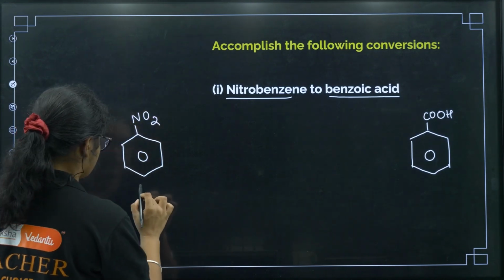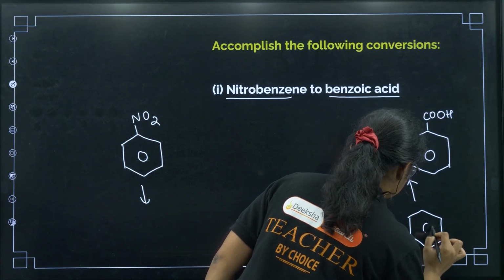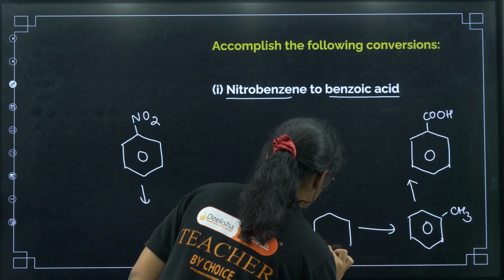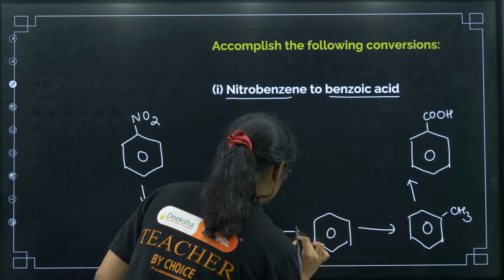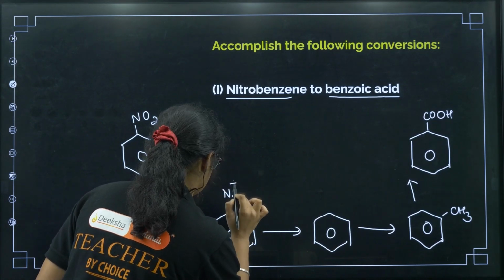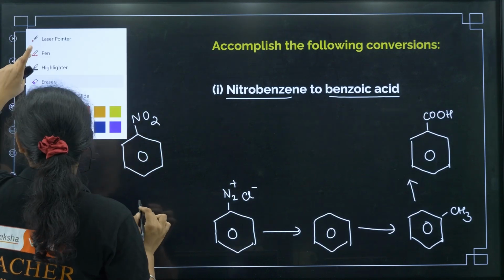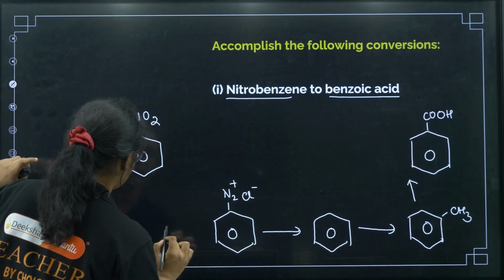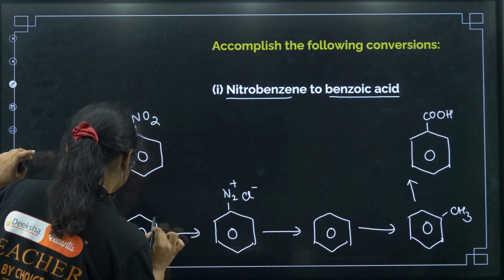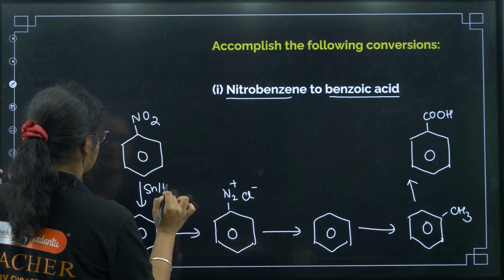So first what I'll do, see, this one I can get from here. If I get CH3, I can get it from this one. This one I can definitely get from benzene, right? And benzene I can get from N2+ Cl-, benzene diazonium chloride. One more step is that benzene diazonium chloride I can get from NH2. So NO2 to NH2 I can use Sn/HCl.